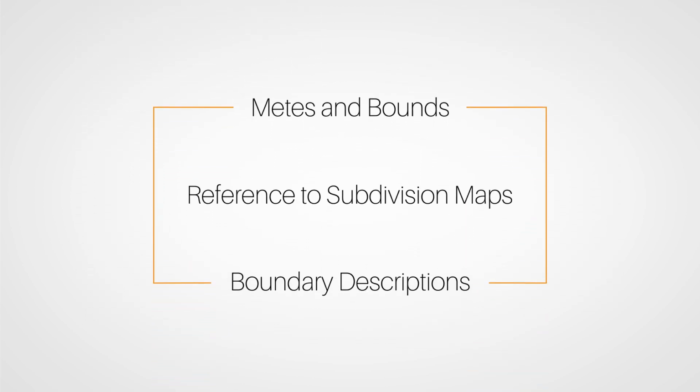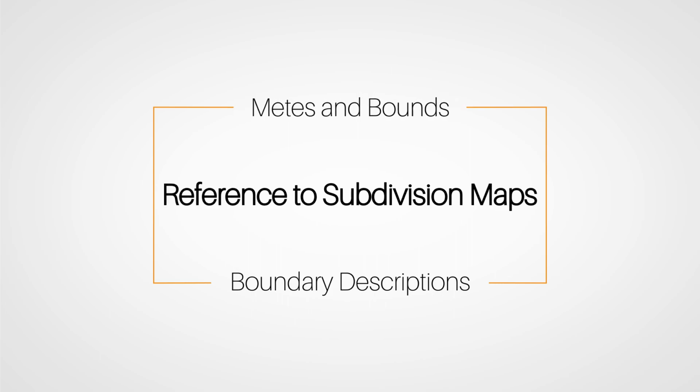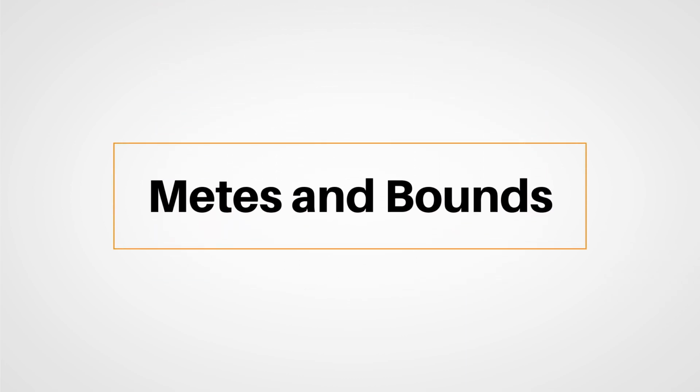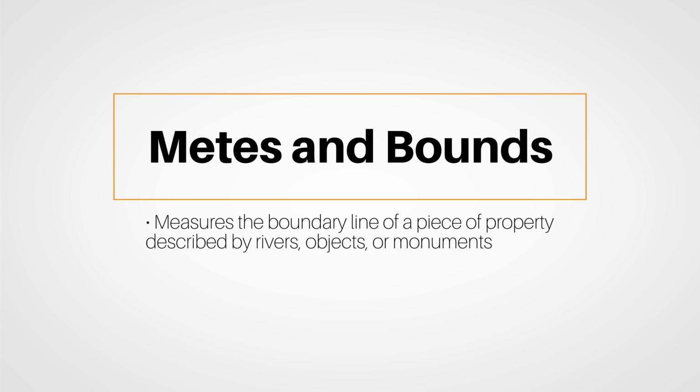There are several different types of legal descriptions. However, most legal descriptions will take the form of one or a combination of the following types: metes and bounds, reference to subdivision maps, and boundary descriptions. A metes and bounds description is created through measurements by feet and monuments of the boundary lines of a parcel of property. In other words, it describes a piece of real estate by directions and distances from a beginning point.